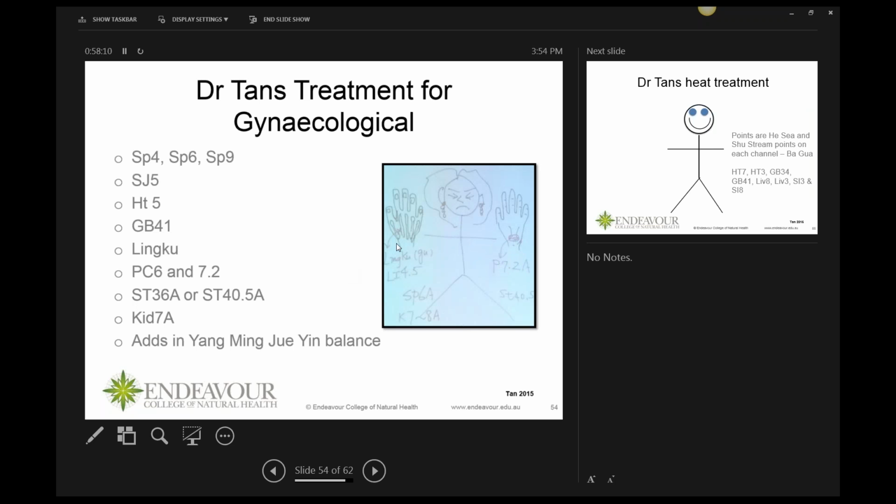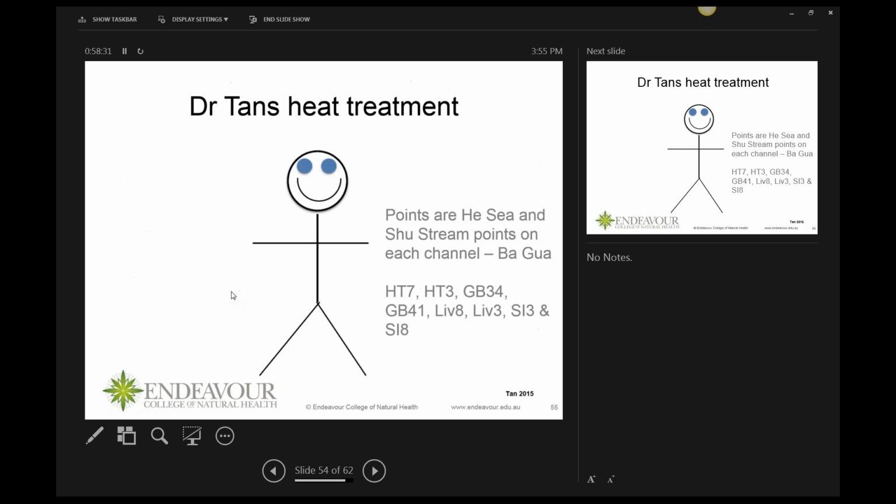Linku is particularly good for anything to do with pain. Stomach 36, we're looking for mainly because, from an imaging point of view, stomach 40 is where the uterus would sit if we imaged the whole lower leg. So I'm like, okay, I'll try that. I think that's quite a good, well-balanced treatment.